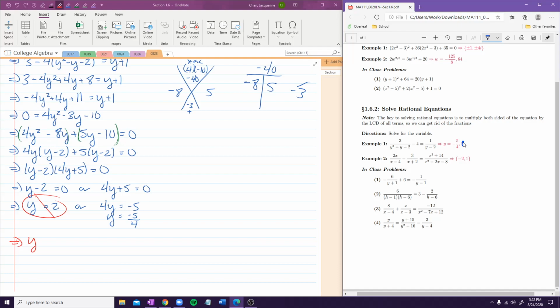So y equals 2 is not a solution. The solution is negative 5 over 4. Or you can write the solution set as negative 5 over 4.